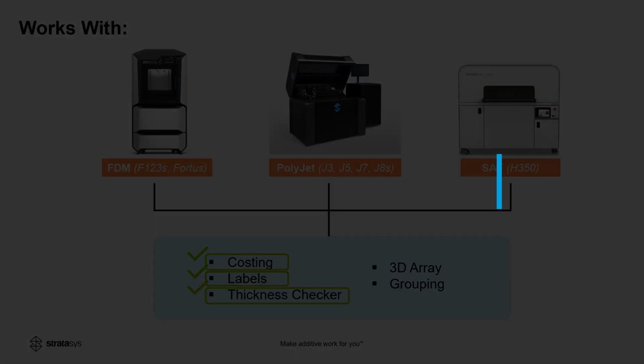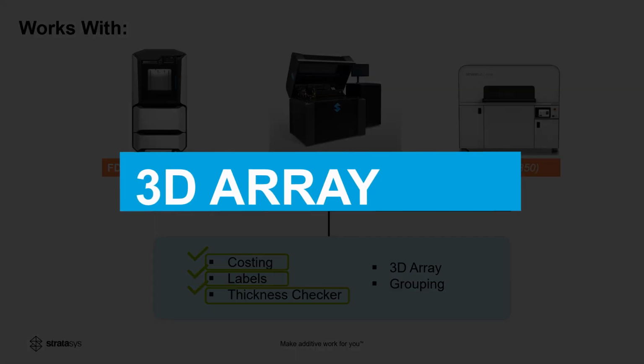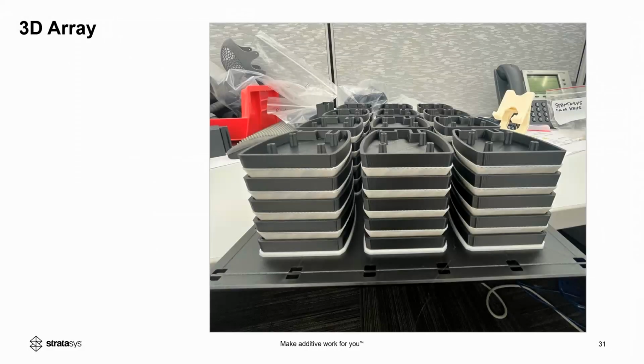These last two features, 3D array and grouping, will go pretty quick. For 3D array, the entire point is to stack your parts in Z. This is something you could always do on the powder bed SAF systems, but now we're introducing it to FDM. The print may take a little longer, but if you're printing volumes of parts, you have to do fewer tray switch-ins and switch-outs, so it's more efficient.